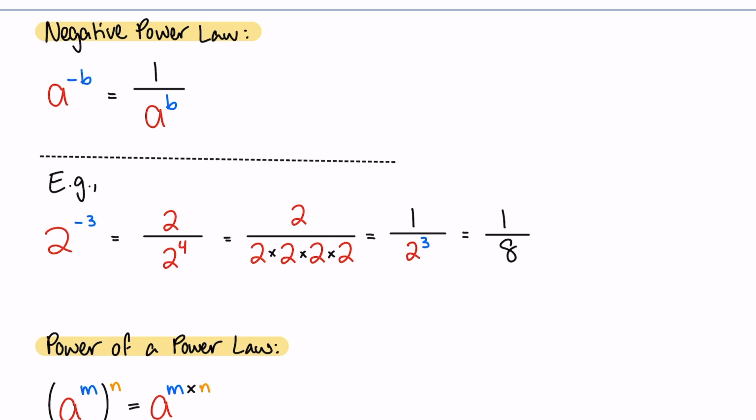We can also understand the negative power law using the quotient power law. 2 to the negative 3 can be rewritten as 2 to the power of 1 divided by 2 to the power of 4, since 2 to the power of 1 minus 4 is 2 to the negative 3. This can be rewritten as 2 divided by 2 times 2 times 2 times 2. 1 2 in the numerator can cancel out with 1 2 in the denominator, and we're left with 1 over 2 to the power of 3.